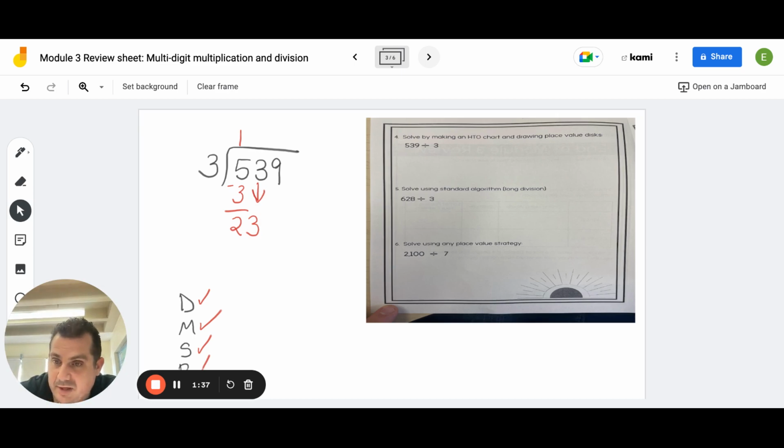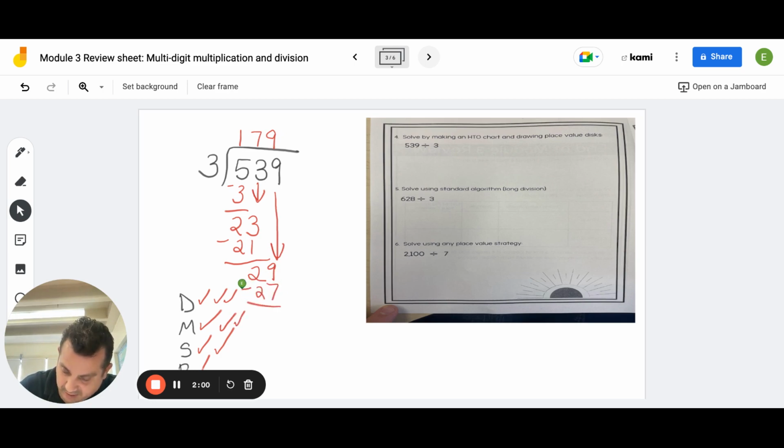Can 3 go into 23? Yep. 7 times without going over. 3 times 7, 21. Subtract. We divided, we multiplied, subtracted. Still have a number to bring down, which is 9. Can 3 go into 29? Yep. 9 times. 3 times 9, 27. Subtract that, you get 2. Nothing left to bring down, so you're left with remainder 2. 179, remainder 2.